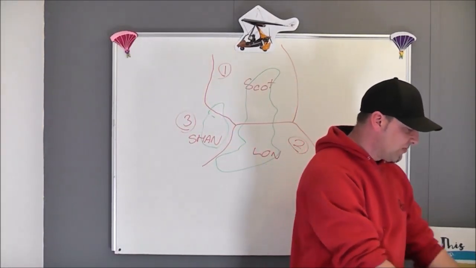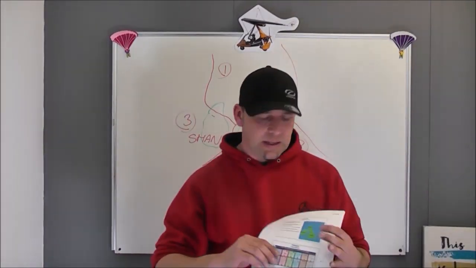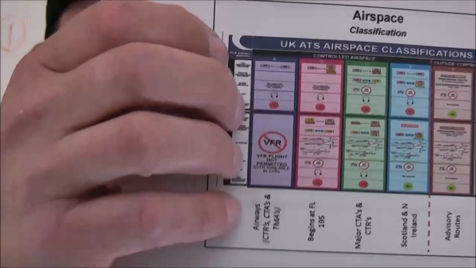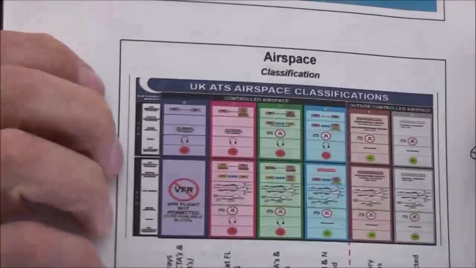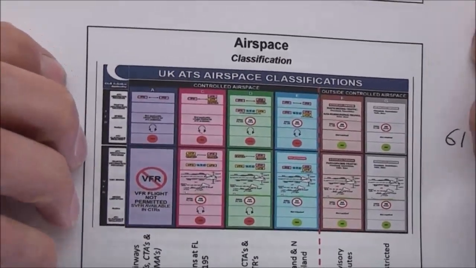Now, another useful download is this one. This is the CAA UK ATS Airspace Classification. If you type that in Google, it will give you a PDF, and it's a really nice download to have.